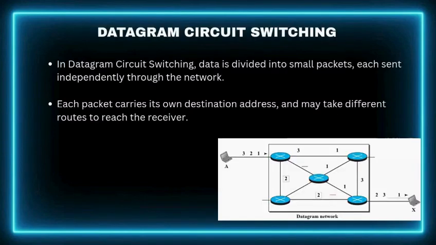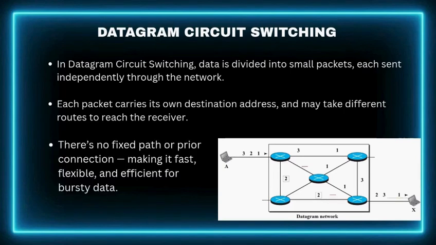In datagram packet switching, data is divided into small packets, each sent independently through the network. Each packet carries its own destination address and may take different routes to reach the receiver. There is no fixed path or prior connection, making it fast, flexible, and efficient for bursty data. Commonly, it is used in Internet IP networks, where packets are assembled at the destination.